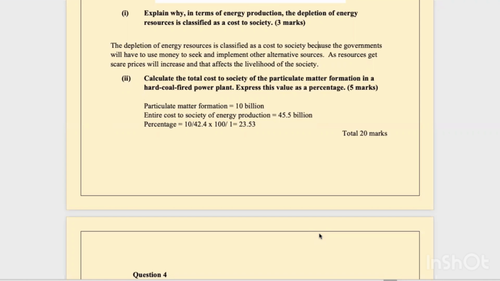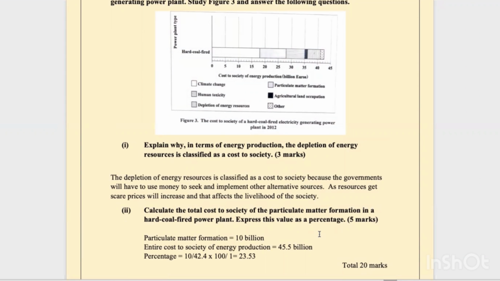So let's go back to the graph. They want us to calculate the total cost to society of particulate matter. So here's the key, and here is the color or the indicator for particulate matter formation. 1, 2, 3, 4, 5, 6, 7, 8, 9, 10. Particulate matter formation costs the society 10 billion euros, right? But they don't want us to just write 10 billion euros like that. They want us to express it as a percentage. So to do that, we must find the entire cost to society of energy production. So we get here 41, 42. We get about 40.